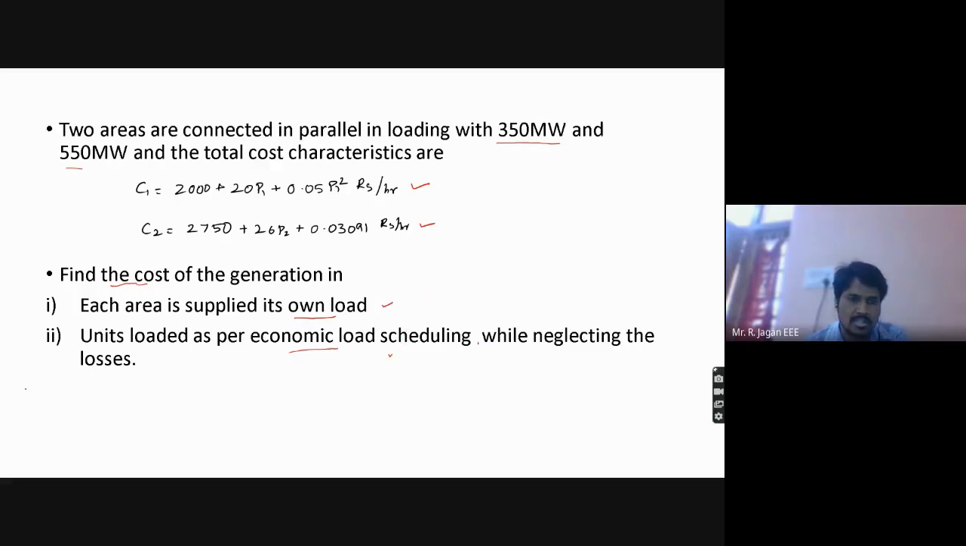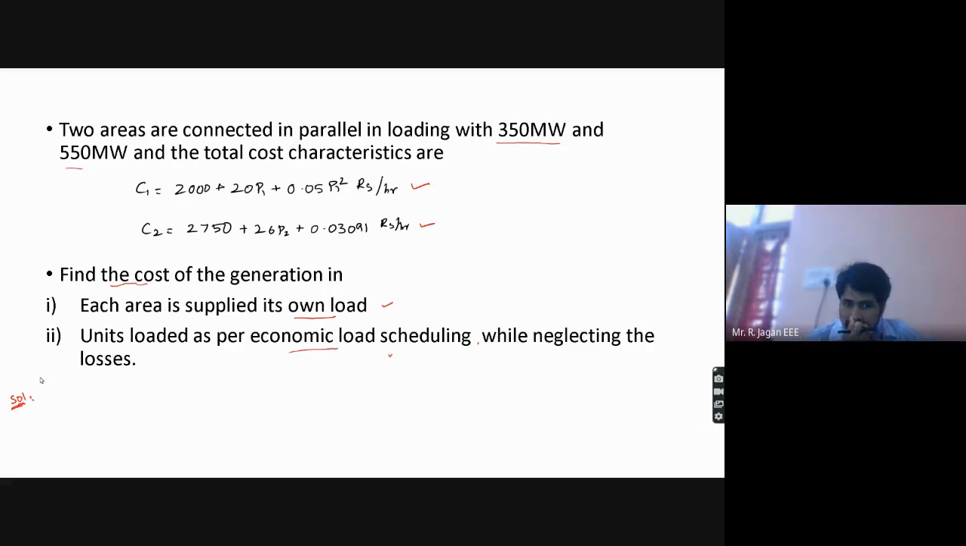So how to do this one? Please think about it for 2 minutes and tell me a clue how to do this one. Two areas given, two characteristics given. C1 indicates the cost of the first alternator, C2 indicates the cost of the second alternator. Now find the cost of generation in each area supplied by its own load. Any idea, Babu?